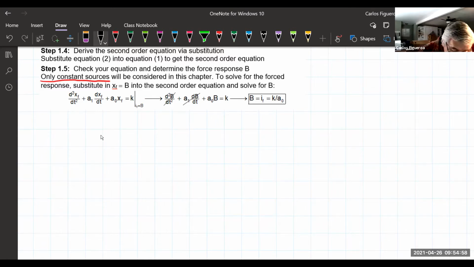So here I go. I'm going to do an example circuit. And what am I going to do? I'm going to follow this process here. So here's my circuit here. My circuit looks like this. I have a current source.